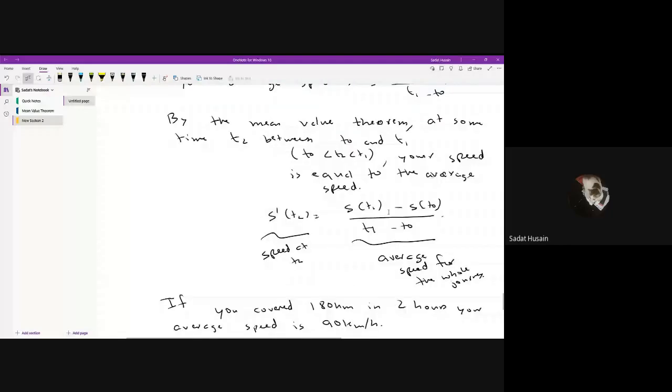Equals s of t1 minus s of t0 by t1 minus t0, and this is the average speed. If it is 90, then at some point in time this also has to be 90. Is this making sense to you? If you're confused, please let me know.